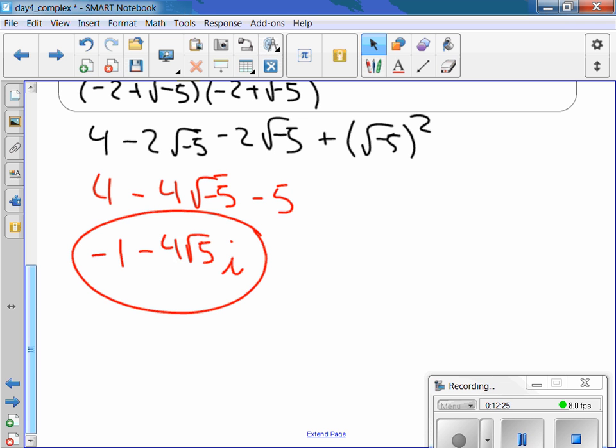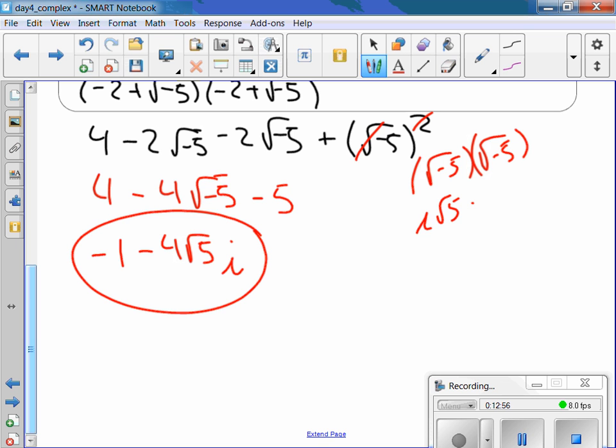Yes, question. I don't get why, when you do the square root of negative 5 squared, why does it become negative? Right. If you remember, you have to first pull out the negative. So we have i square root of 5 times i square root of 5. Square root of 5 times square root of 5 is 5. i squared, that's my negative. Right. Okay. Again, defining the operation of imaginary numbers is not necessarily the same as what we do with real numbers.